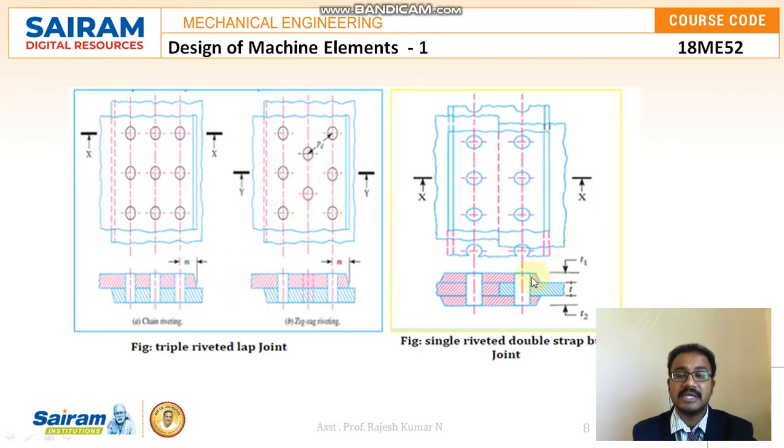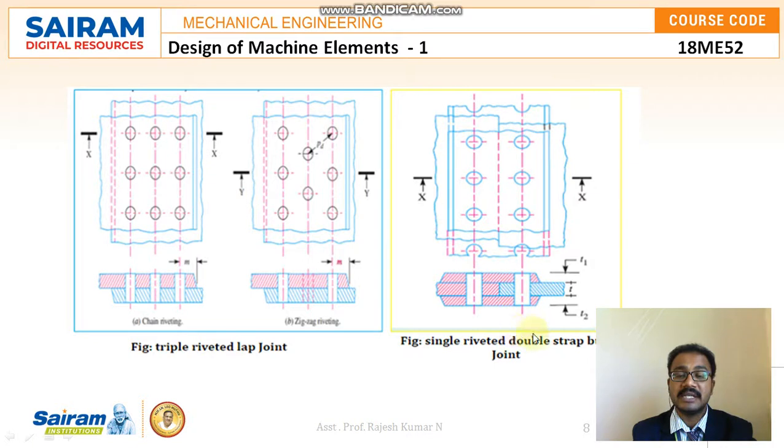And the next one is the single riveted double strap butt joint. Butt joint means you can see this is one plate and this is another plate. The first plate is highlighted in pink lines, and the second plate is highlighted in blue lines. So these two plates I will be joining together with the help of two straps, that is two cover plates, and I will be making a particular component by using two rows of rivets. So you can see the first row and second row.